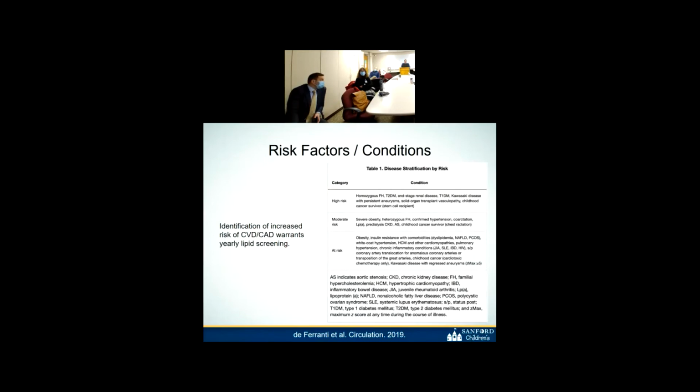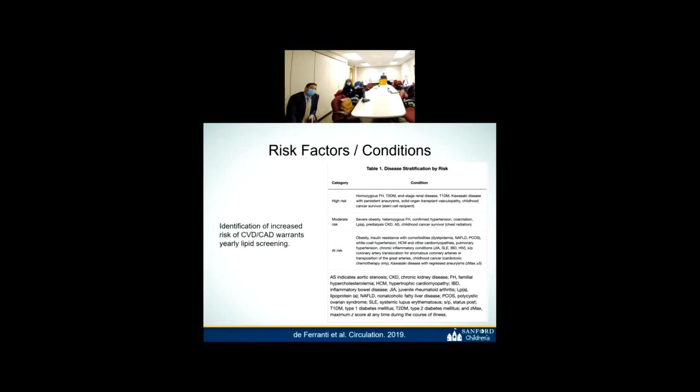This table is coming from the 2019 Circulation. So this is probably one of the more recent publications regarding risk stratification, if you will. And so identification of increased risk warrants yearly lipid screening.